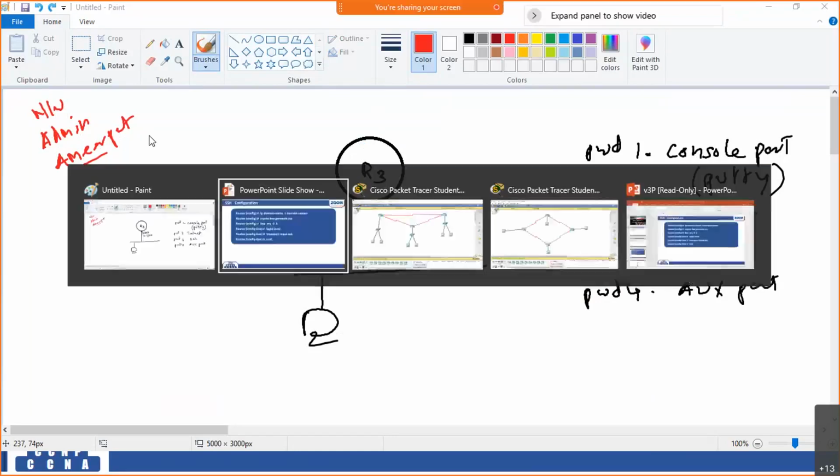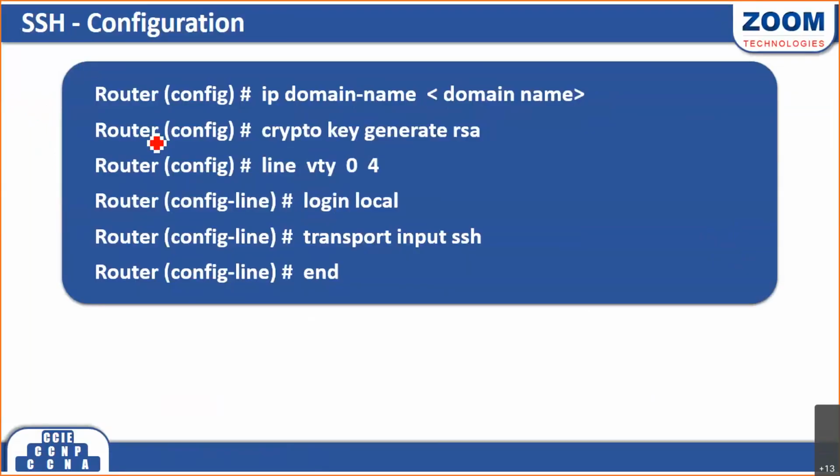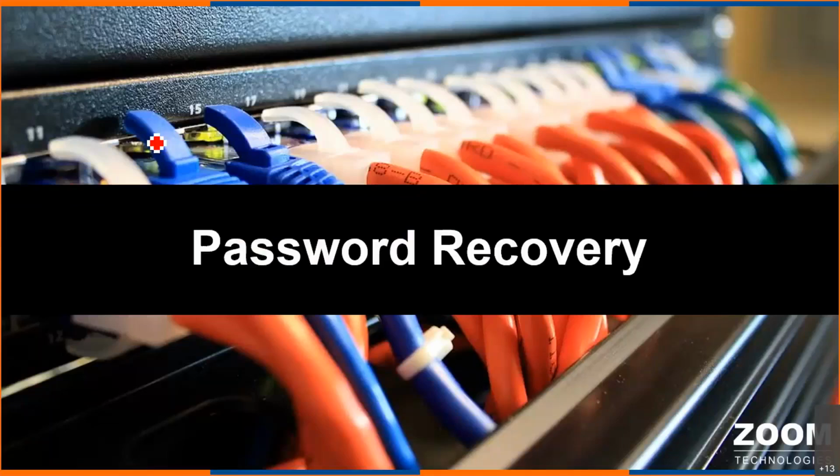In this type of situation, we have a concept called password recovery. We can recover the password. For your home routers, we have a reset button. If you long press it for 30, 40 seconds, all the passwords are reset and the default passwords come back. But we don't have an option like that in Cisco routers. So we have a certain method, a process.